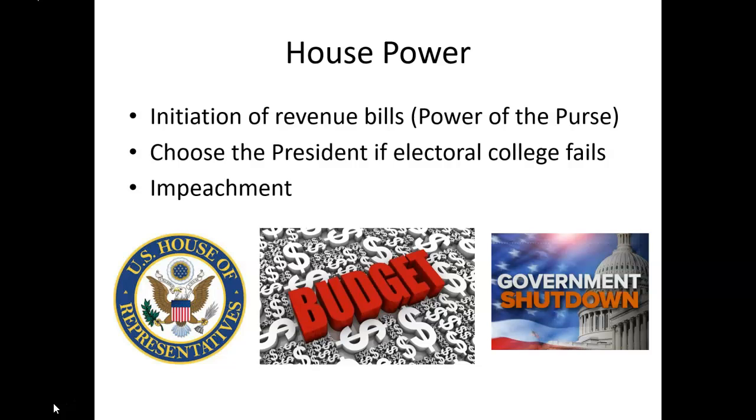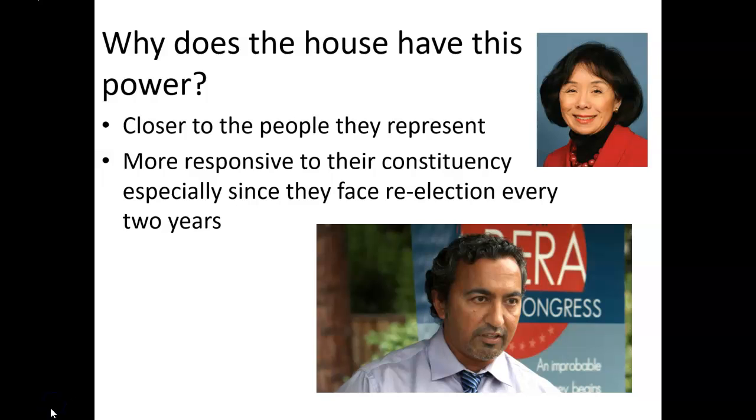What it means is that a trial will take place to be able to assess whether or not that individual ought to be convicted. Let's recap why the House has this power. Remember, they're closer to the people. There are more of them. This is because there are more local communities they represent, more districts they represent. They're more responsive to their constituency as well, especially since they face re-election every 2 years. And so it is common to see these individuals more frequently. They often go to major events in the districts that they represent, and they visit many different people.